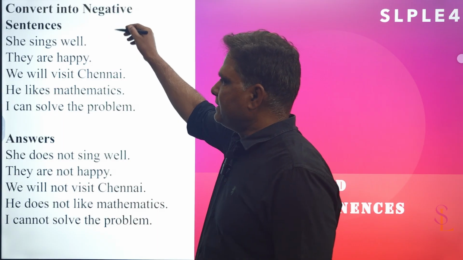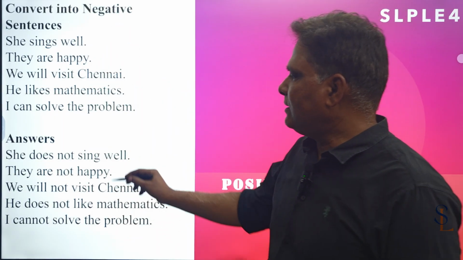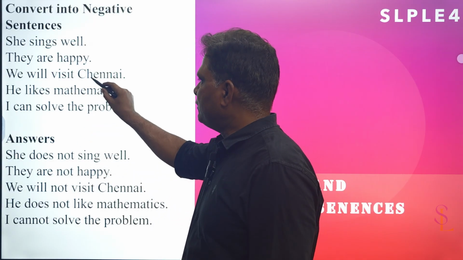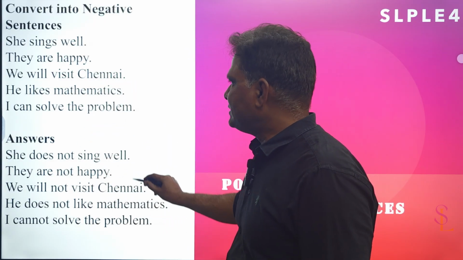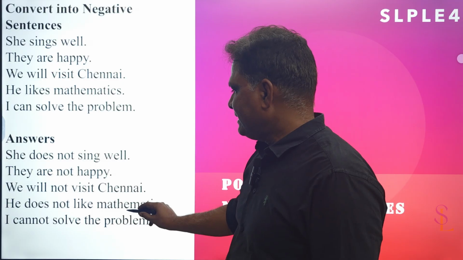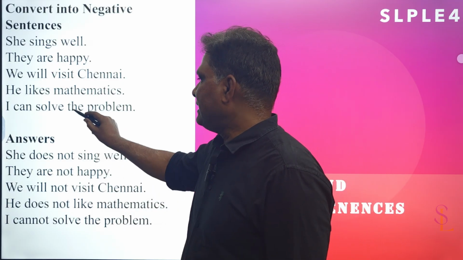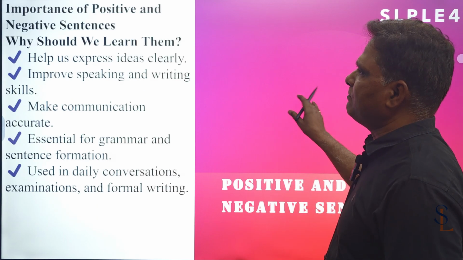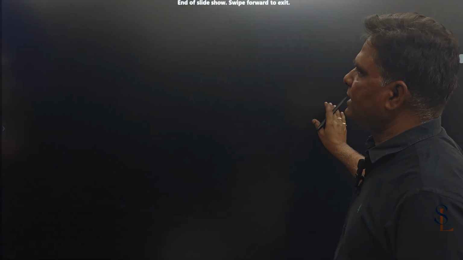So here are some examples. Look at those. She sings well. She doesn't sing well. They are happy. They are not happy. We will visit Chennai. We will not visit Chennai. He likes mathematics. He doesn't like mathematics. I can solve the problem. I cannot solve the problem. So certain examples will definitely make you understand.